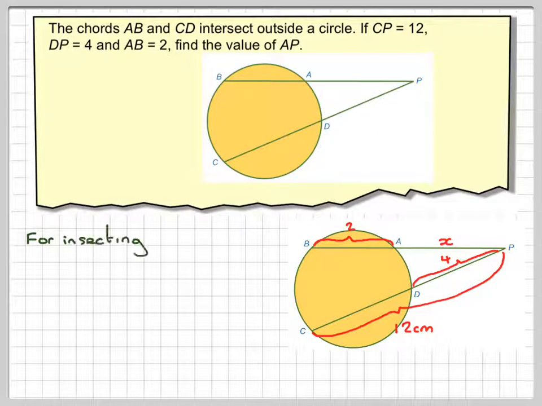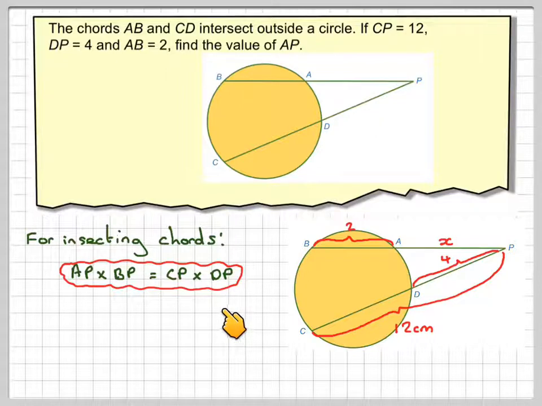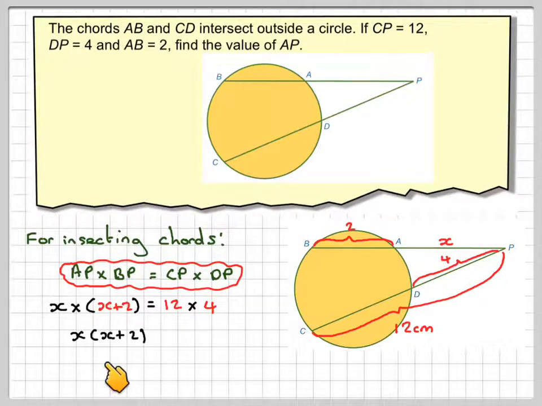So for intersecting chords, AP times BP is equal to CP times DP. So what we're saying, AP times BP is equal to CP times DP. So X times X plus 2, because BP is X plus this 2 here, is equal to 12 times 4. So that becomes X times X plus 2 is equal to 48.